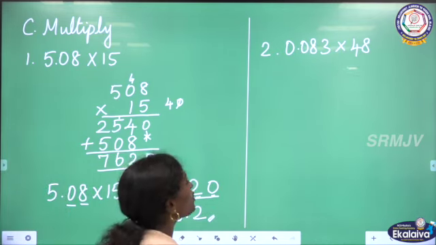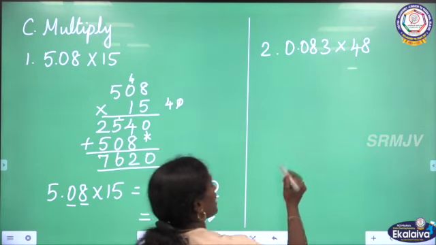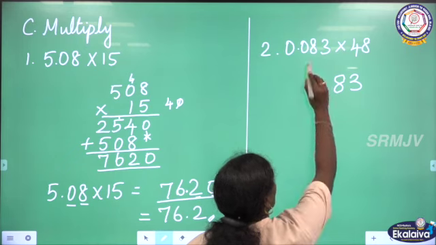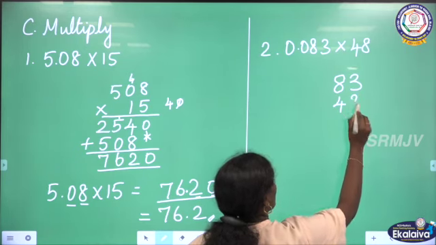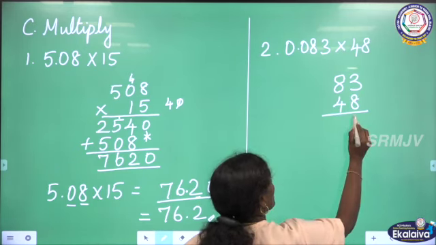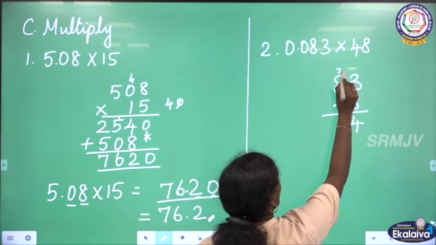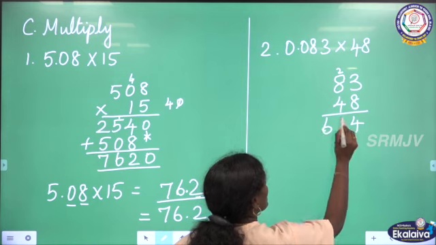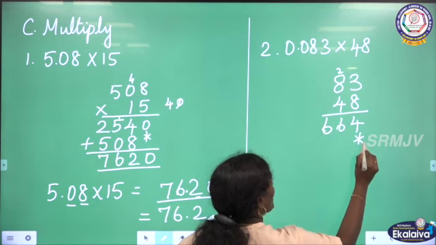Then second one, 0.083 and 48. First, I am going to find out the product of 83 and 48. 8 3s are 24, 4 here, 2 carry over. 8 8s are 64, 64 plus 2, 66. Now we have to leave the ones place.